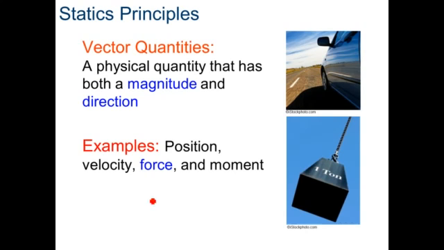When we look at vector quantities, it is a physical quantity that has both a magnitude and a direction. Keep that in mind. So if you're going 40 degrees south and moving at 30 miles an hour, so you're 30 miles an hour at 40 degrees south, that's your vector quantity. Position, velocity, force, and moment. These are all good examples of static principles and vector quantities.